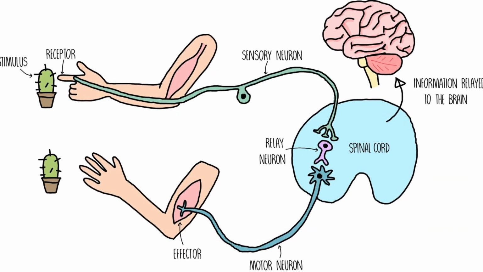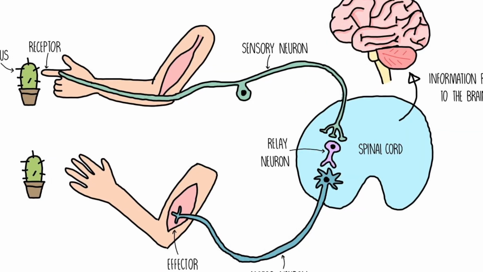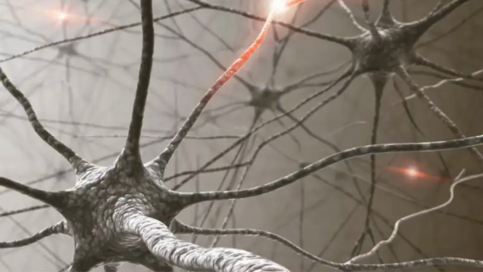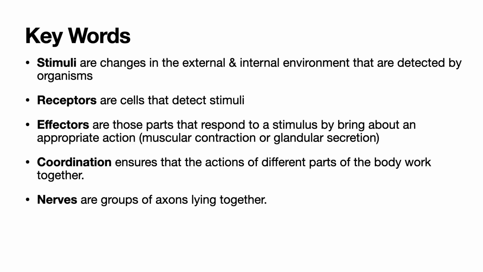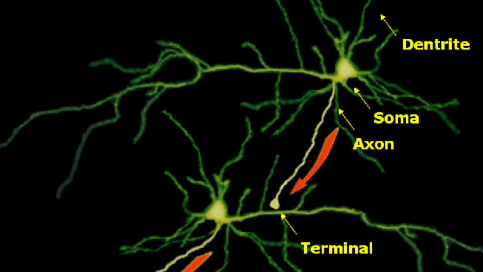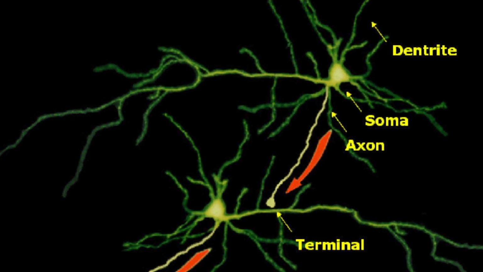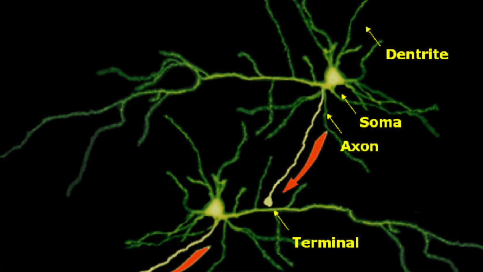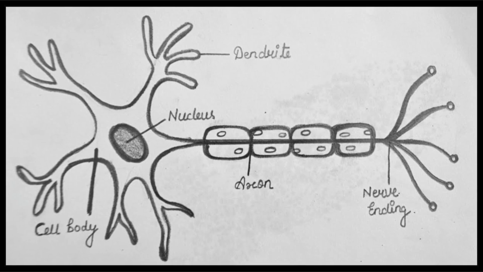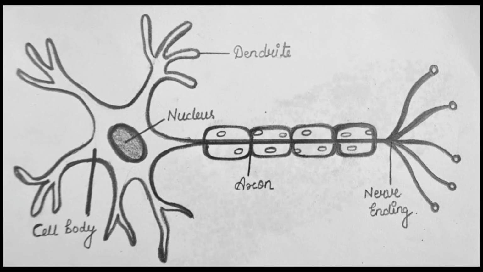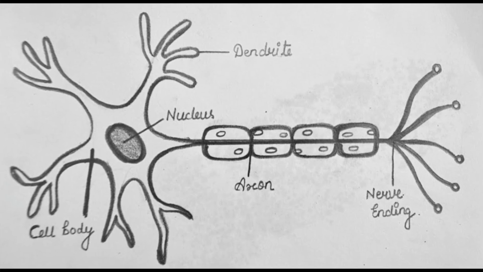Coordination ensures actions of different parts of the body are working together. Nerves are a group of axons lying together. Neurons are specialized cells that conduct electrical impulses rapidly. They are divided into three parts. Dendrites are the short cytoplasmic fibers that receive impulses from other neurons.